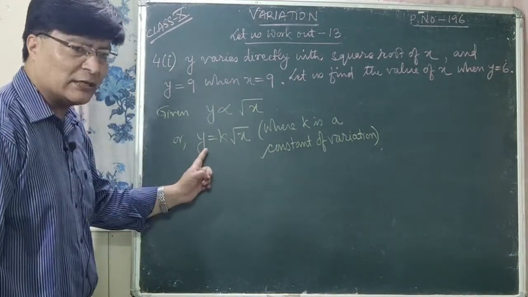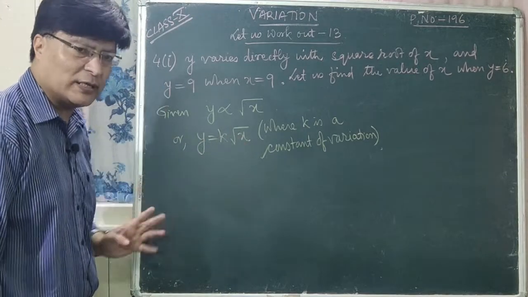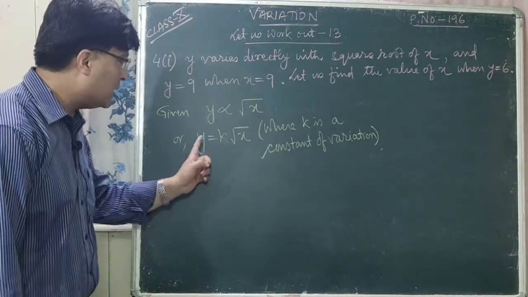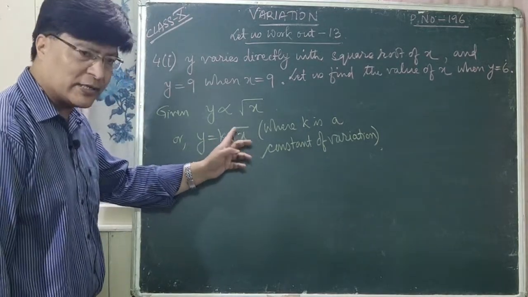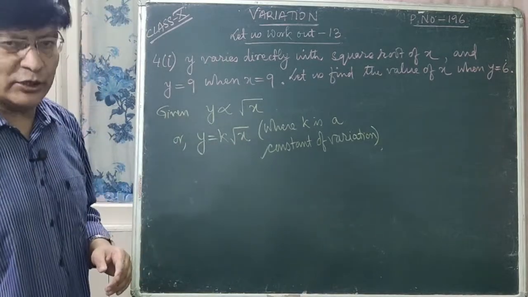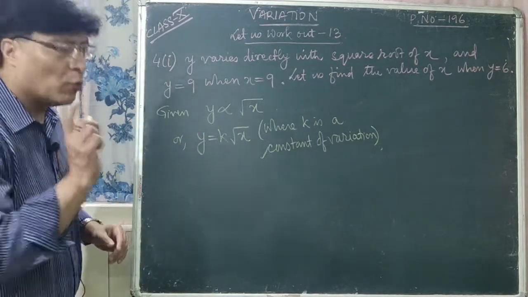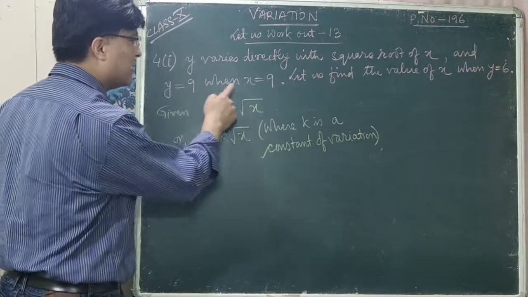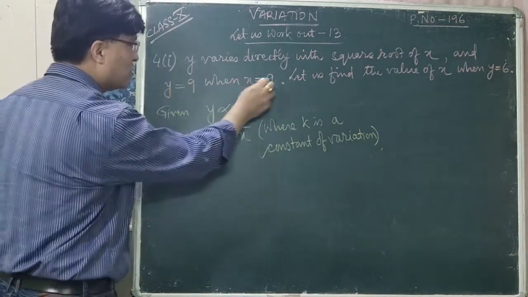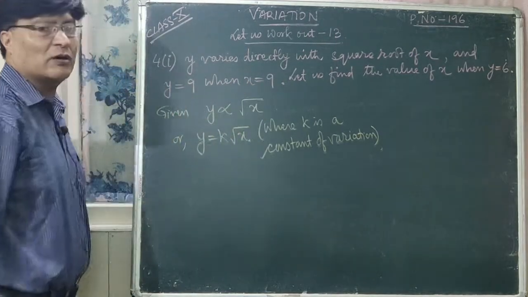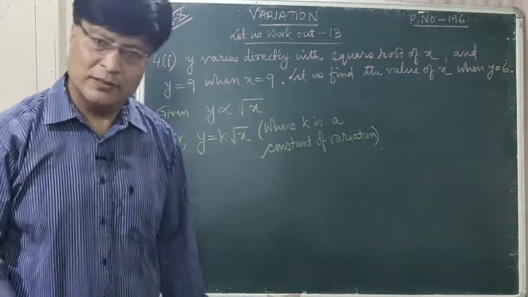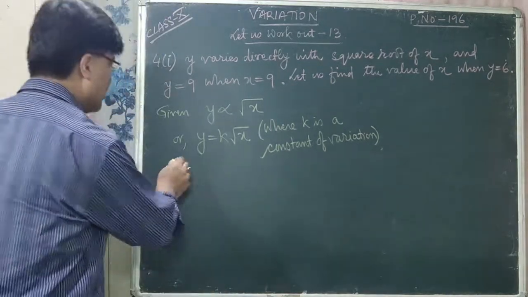Is that clear? Now this is the relation between y and x. So what is the relation between y and x? Y is equal to k root over x, where k is a constant of variation. So here the values are given. Why are these values given? Y is equal to 9 and x is equal to 9. So these values are given to get the value of the constant of variation. Is that clear? So let us put the value here.